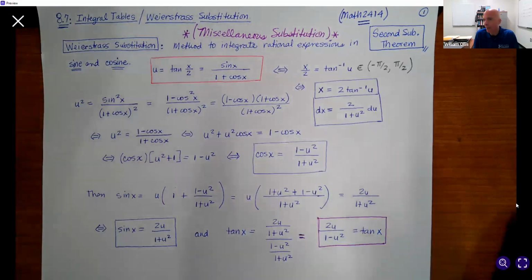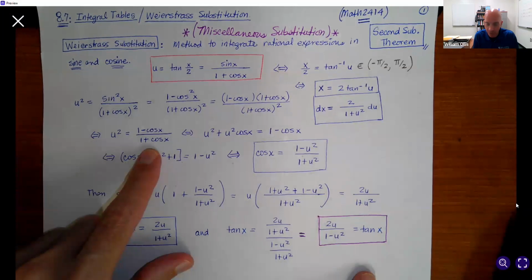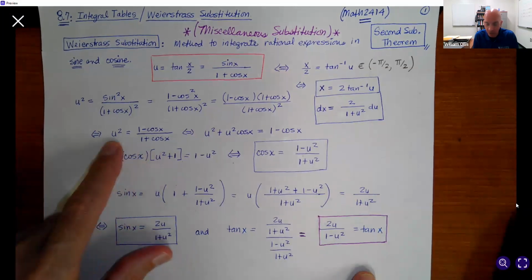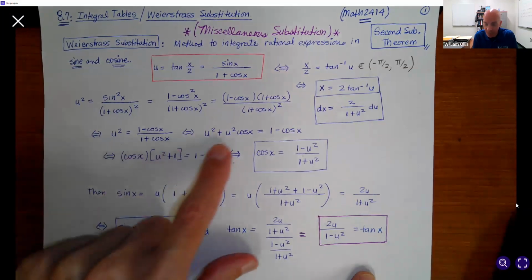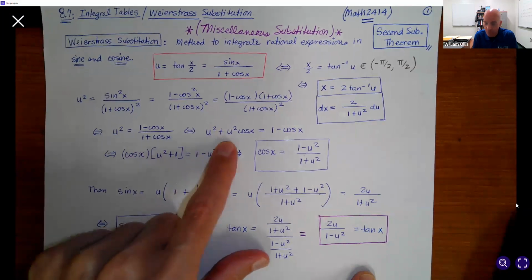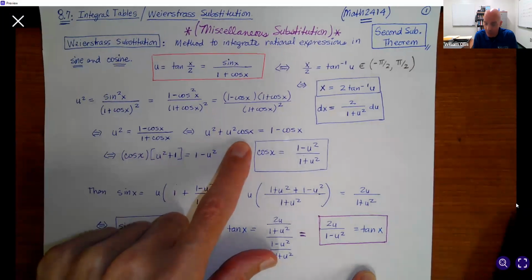Anytime you solve for an inverse function, you were always happy when the object for which you were solving was to the first power and nothing else. That would allow you to get an explicit equation. So we can cross multiply u squared by 1 plus cosine x. That gives us u squared plus u squared times cosine x.